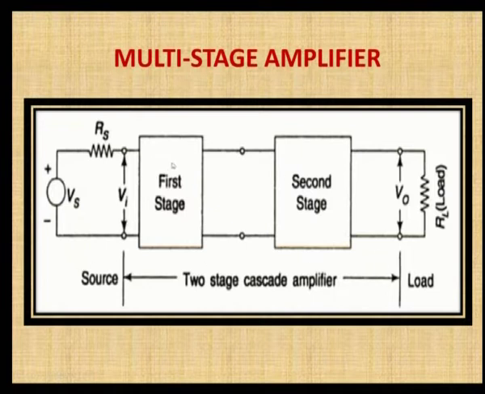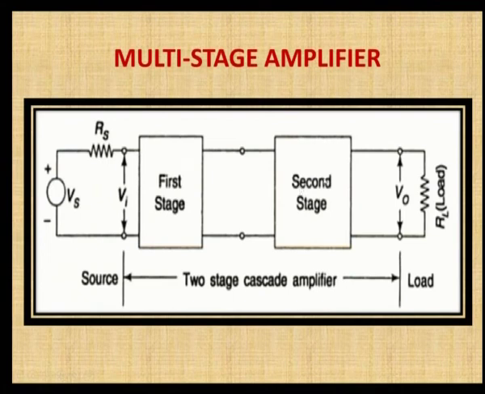So, this is the basic block diagram of the multi-stage amplifier, and how the output of the first stage is connected to the input of the second stage is by three methods. One is RC coupled amplifier, that is the amplifiers, the first and second stage amplifiers are connected through the resistance and the capacitance. It is called as RC coupled amplifier.